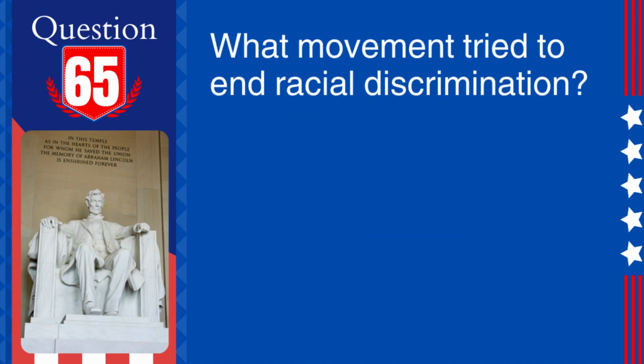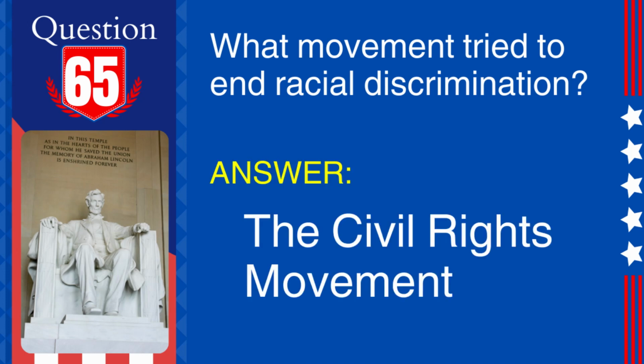65. Question. What movement tried to end racial discrimination? Answer. The Civil Rights Movement. Explanation. The Civil Rights Movement, particularly active in the 1950s and 1960s, aimed to end racial segregation and discrimination against African Americans in the United States.